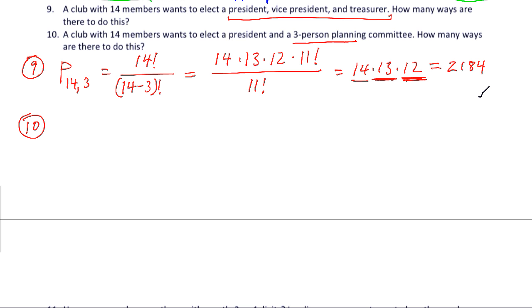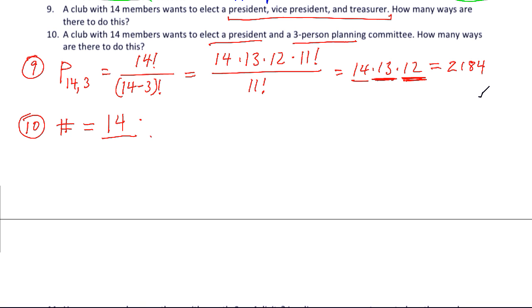Number 10, here we're going to do the same thing. We're going to do a president and a 3-person planning committee. How many are there? Okay, this one's more interesting. It's not just a straight P(14, 3) or C(14, 3). The number of ways of doing this, we're going to use the counting principle, and we're going to say, first of all, we're going to choose the president. How many ways are there to choose the president? There are 14 ways to choose the president out of the 14-member club.